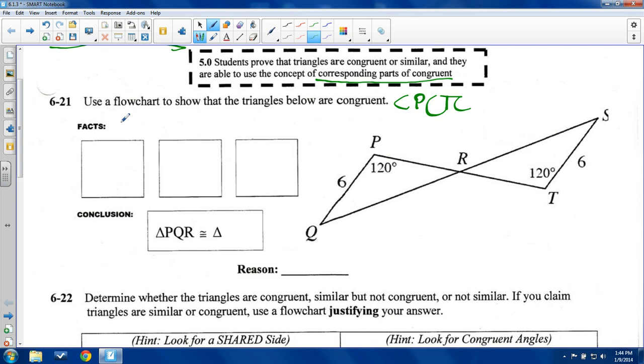Okay. Use a flowchart to show that the triangles below are congruent. So they tell you they're congruent. I guess you have to go with that for now. Let's go and check that out. We have actual letters here too, labels, which will help us out. So QP is congruent to TS. Okay? Awesome. That's true. Angle P is congruent to angle T.